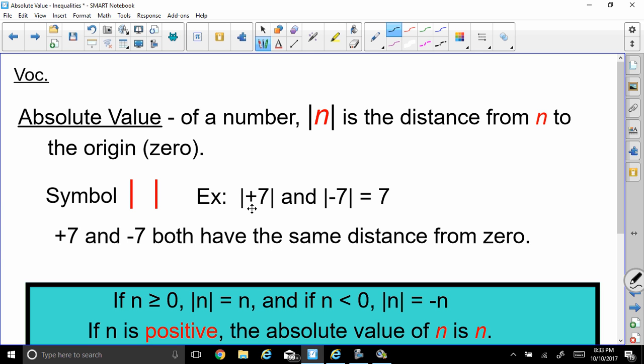For example, inside of these parallel lines we have positive 7. In this set of parallel lines, we have negative 7. They both equal 7 because positive 7 and negative 7 have the same distance from 0.